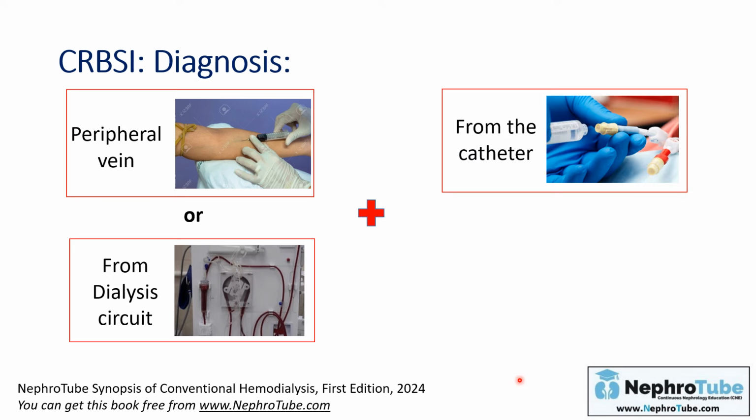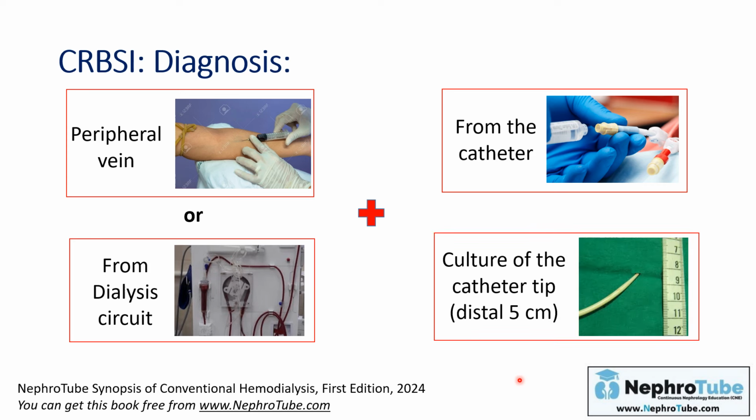Regarding the catheter, you have to take blood culture from the catheter hub, and if you remove the catheter, you have to culture the distal 5 centimeters of its tip. So you will have one blood culture from the patient himself or from the dialysis circuit, one of them, and one culture from the hub of the catheter, plus or minus the culture of the catheter tip if you remove the catheter.